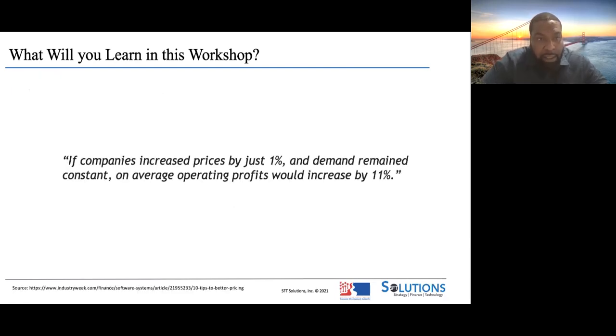Another thing I'd like you to think about as we go through this class: in my experience, entrepreneurs tend to underprice their goods. So if companies increase their price by just 1% and demand remains constant, so if you were able to increase your price by 1% and still sell the same amount of units, your average profits would increase by 11%. That's a big difference, right?